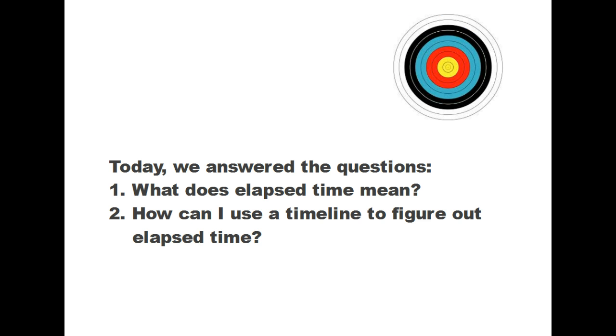So today we answered the questions, what does elapsed time mean? Well, it's the time between something beginning and something ending. 2 points in time, elapsed time is the time in the middle. How can I use a timeline to figure out elapsed time? Use a timeline by hopping forward your hours and minutes if you need an end time. Or if you've got an end time and you need a start time, hop backwards in time, first your hours, then your minutes. Easy peasy. We'll try it in class.